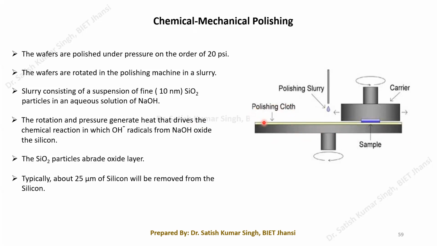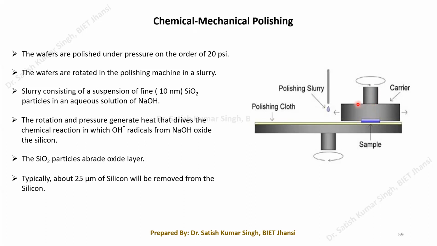One cloth which will be an abrasive cloth. It has abrasive characteristics. So we have a polishing cloth, and onto that we place our wafer. Fine. And then we have this type of system, and then it will be pressed.